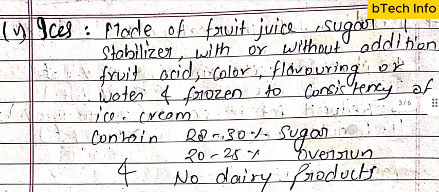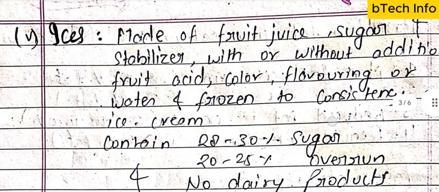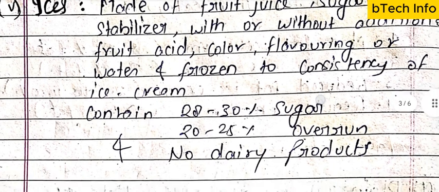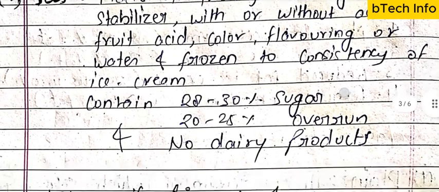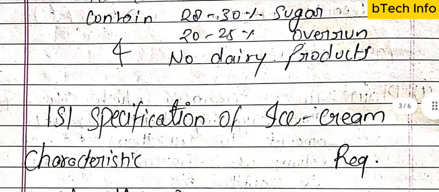Now fifth one is ice. They are made up of fruit juice, sugar and stabilizer with or without addition of fruit acid, color, flavoring or water, and frozen to consistency of an ice cream. And also it contains 28 to 30% of sugar, 20 to 25% of overrun, and they include no dairy products.